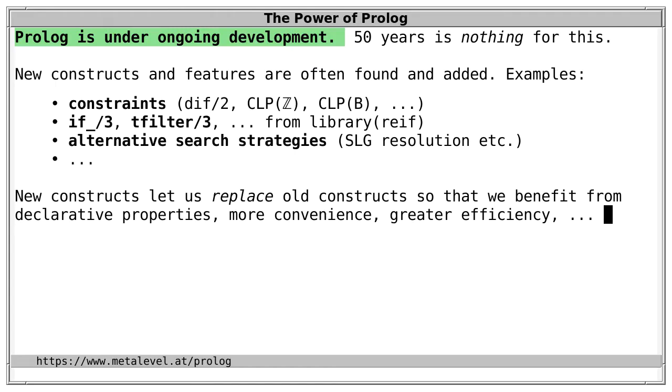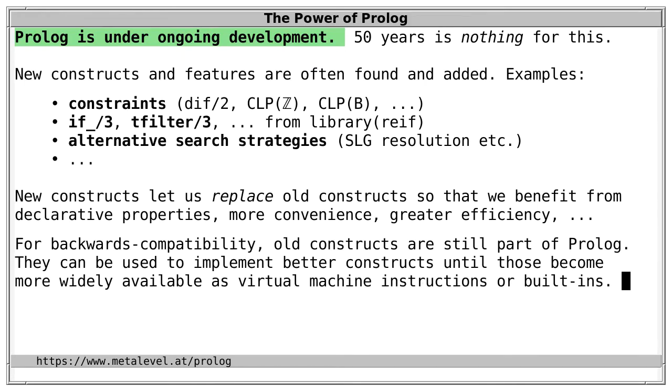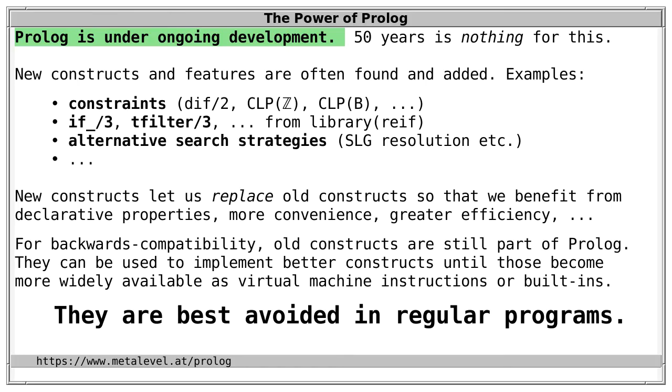So an important point here is that a few old constructs are now no longer needed because they are superseded by newer and better features. But for backwards compatibility with older programs, the old constructs are also still part of Prolog. And sometimes we can even implement better constructs in terms of these old constructs, at least until the better constructs become available as dedicated virtual machine instructions or as built-ins. But as a general rule, the superseded constructs are of course best avoided in regular programs. So, how do we not do it?